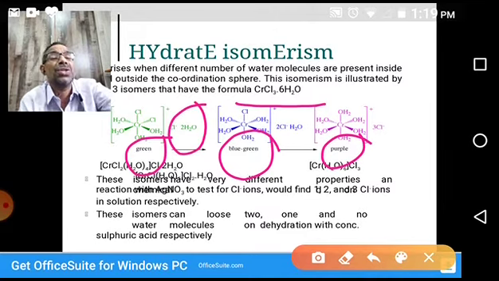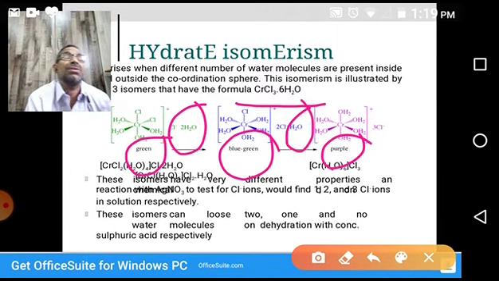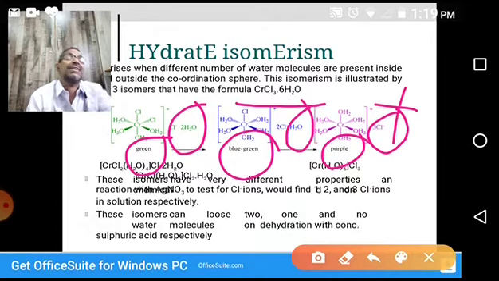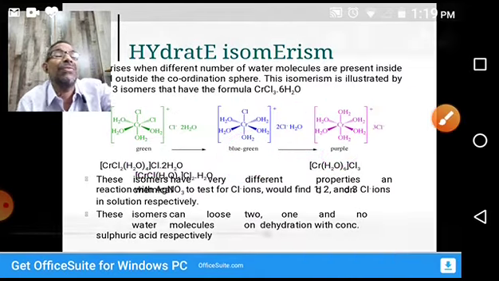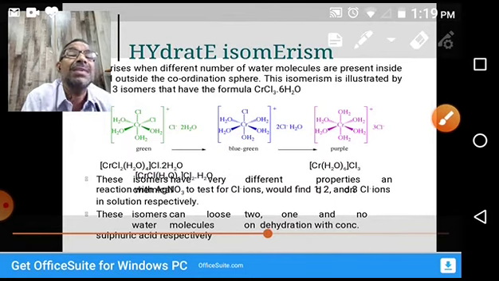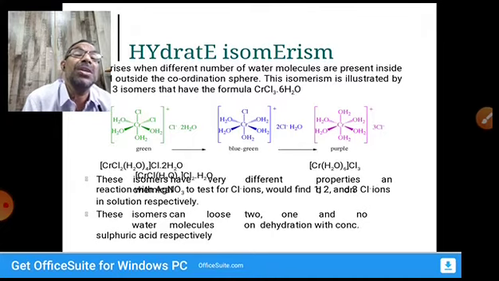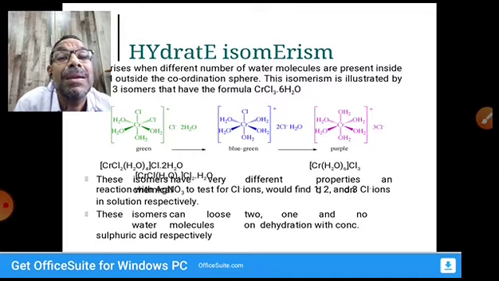If you heat this compound, only 1 water molecule is lost on dehydration. If you heat this one, even at so much temperature, this compound doesn't undergo dehydration. So this is one more difference. One difference is color. The first compound exists in green color, the second compound in blue-green, the third compound is purple, even though these 3 compounds have a similar molecular formula. This is one difference.